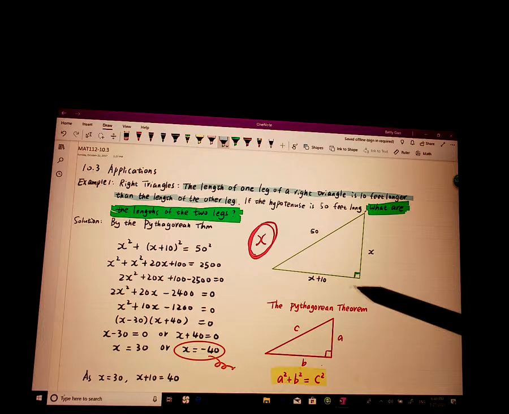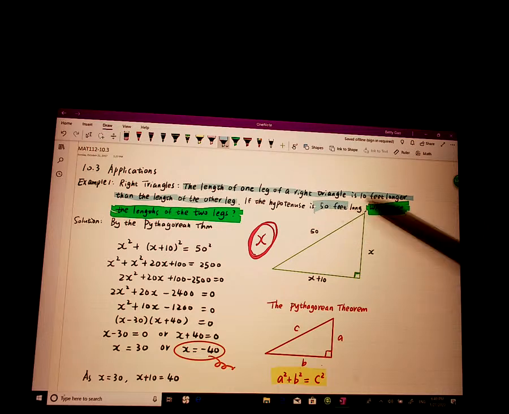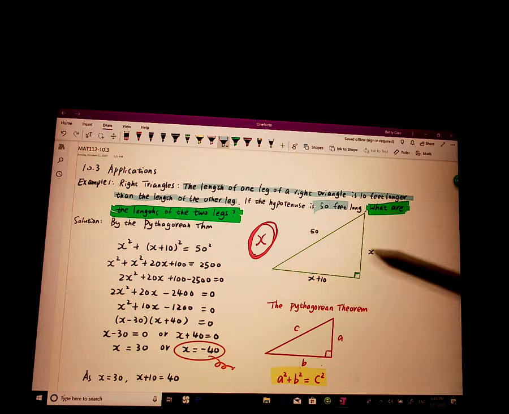The hypotenuse is 50. That is given. I label 50 right here. They have the same units, so we don't consider units here. They are all in feet, so that is good.